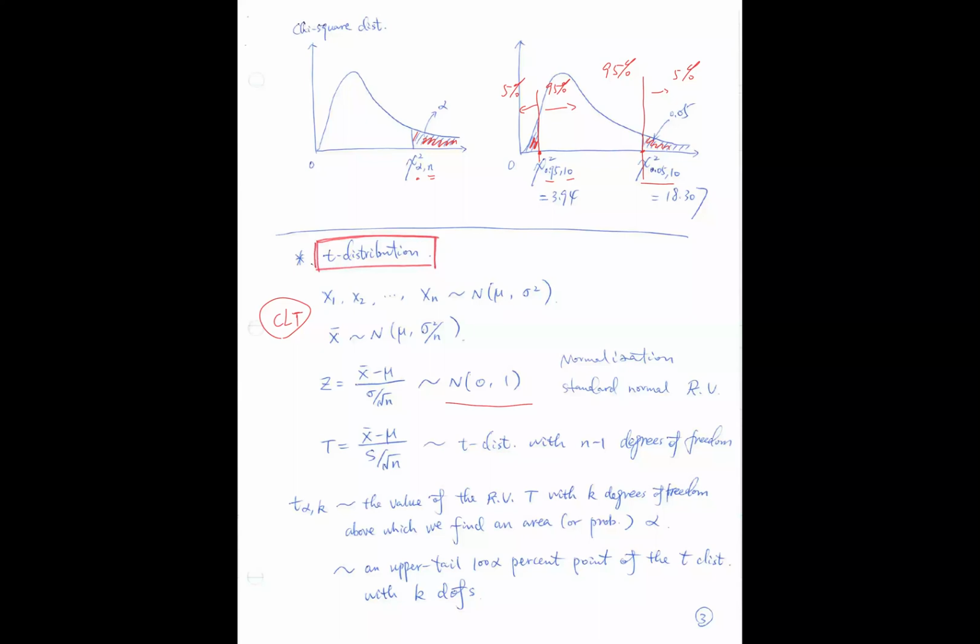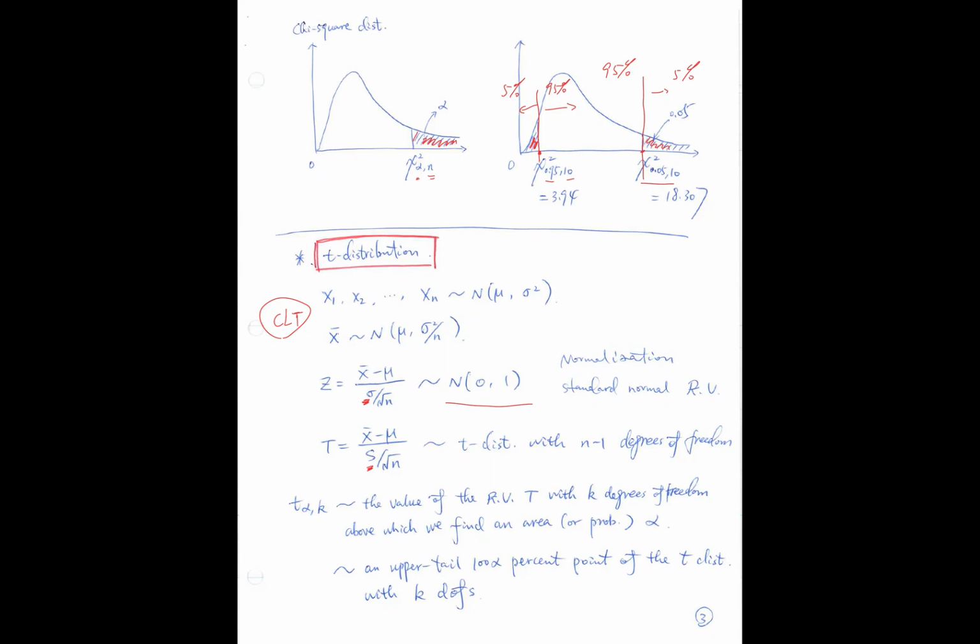However, if you replace this sigma, you see here, the only difference is you replace sigma with s, then this will become the t-distribution with n minus 1 degrees of freedom. So t alpha k is the value of the random variable t with k degrees of freedom, above which we find an area alpha. So also an upper tail, an upper tail 100 alpha percent point of the t-distribution with k degrees of freedom.